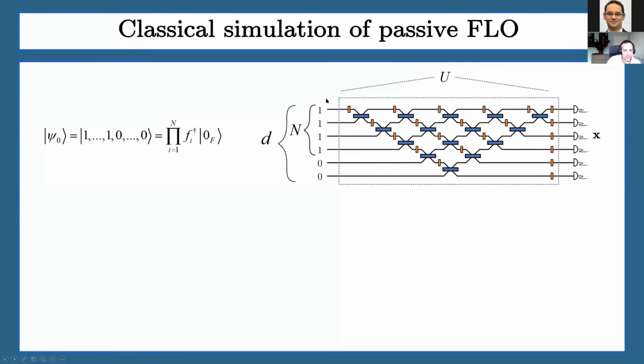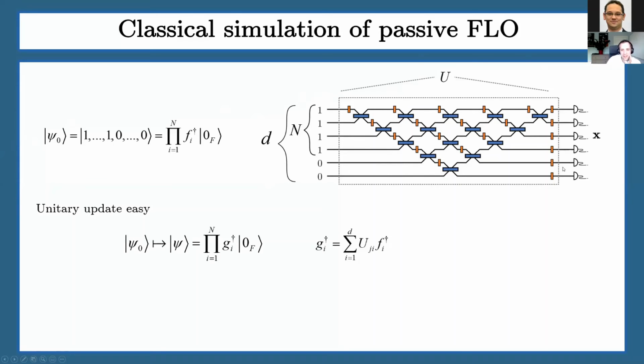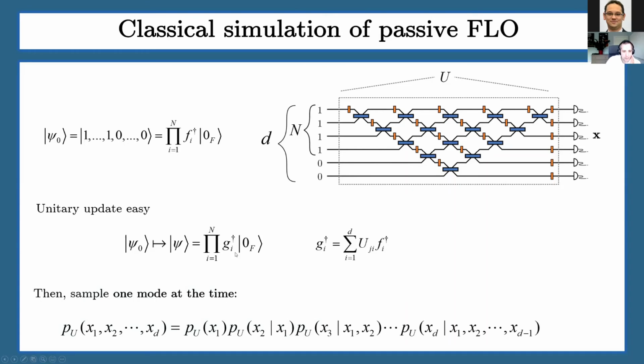So we start with a standard fermionic state where just n modes are occupied by some fermions, and we apply a passive unitary. This step is easy because we can just update every mode efficiently. There is a typo, there should be j here. I apologize for that. So every mode evolves in this way; it's unitary rotated. This step is very easy.